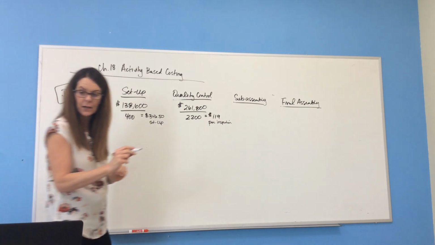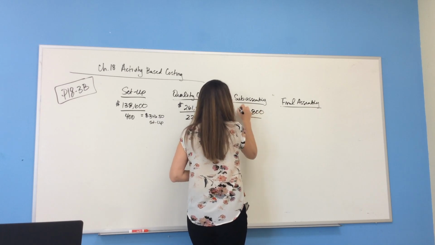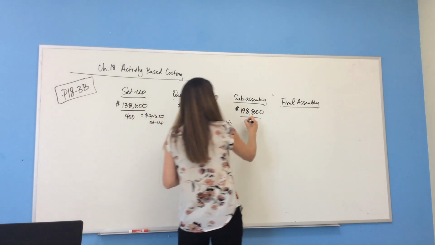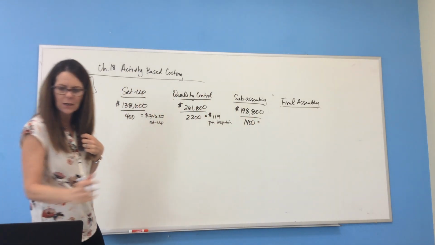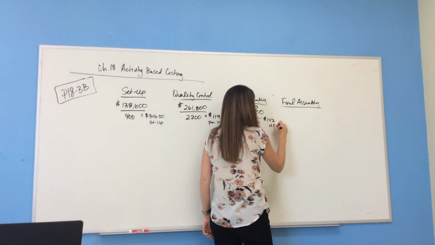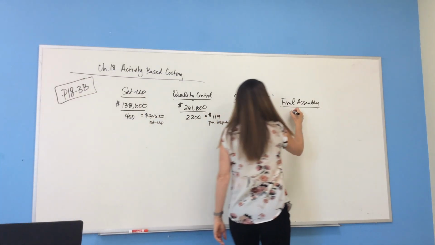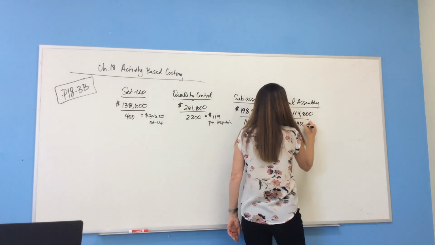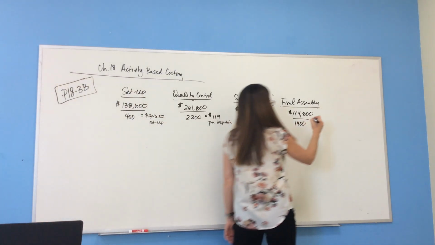I've got my subassembly, $198,800. That activity base is going to be direct labor hours, 1,400. My cost for this activity is going to be $142 per direct labor hour. Under final assembly, I have $114,800. I also have the 1,400 direct labor hours, for a total of $82 per direct labor hour.